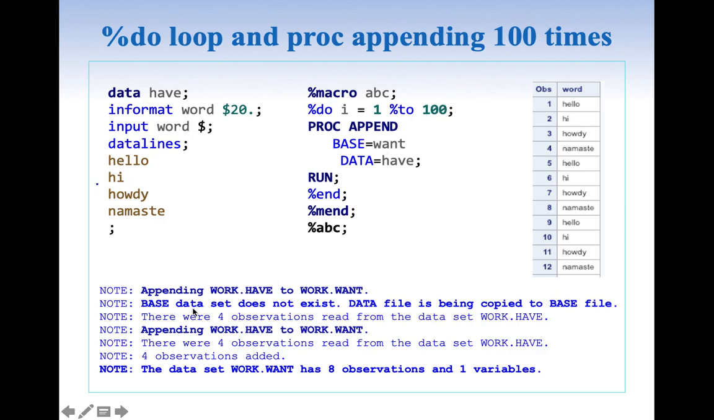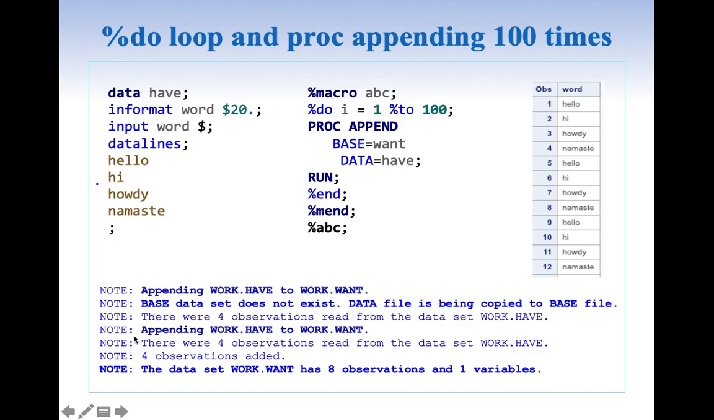And you can see from the log here also, it says that base dataset does not exist. Data file is copied to base file. So once the first iteration is over, we have our want dataset. It goes back to second iteration. It appends the data from have to want.